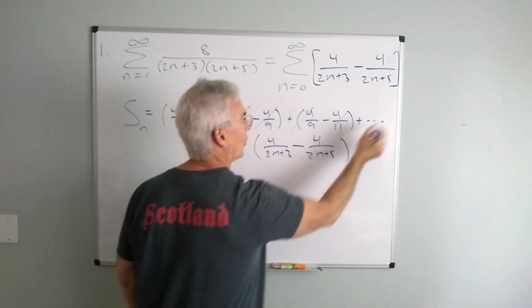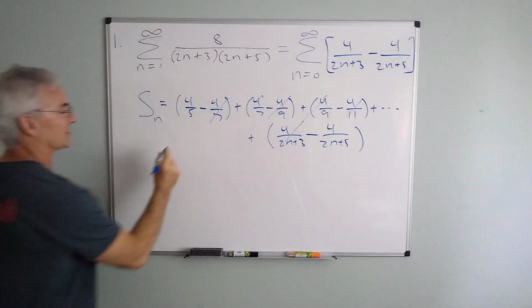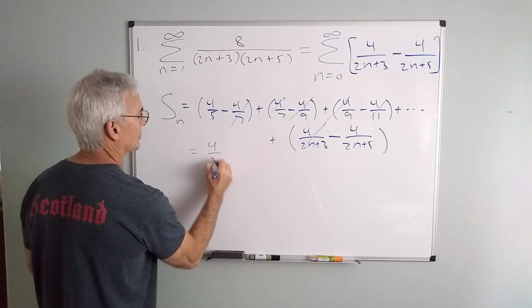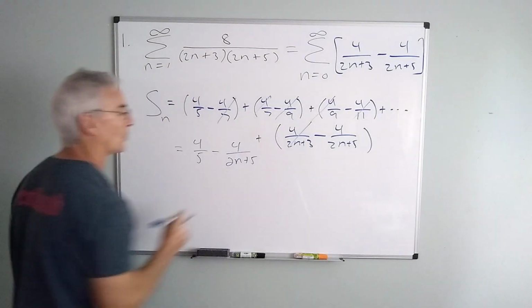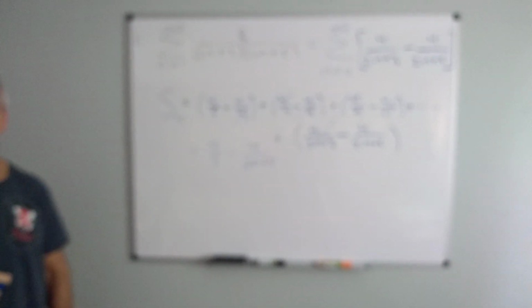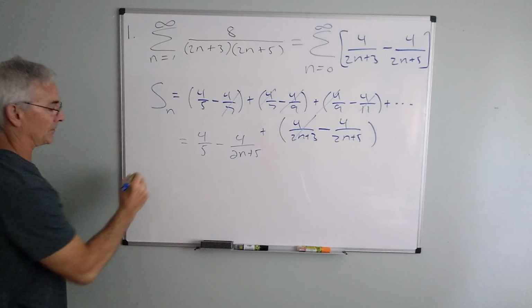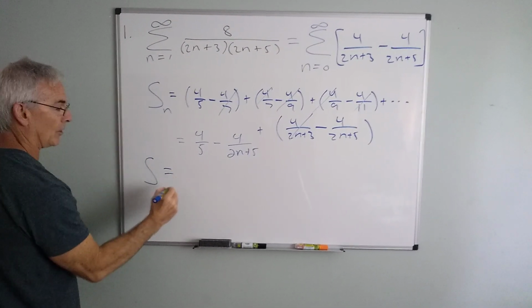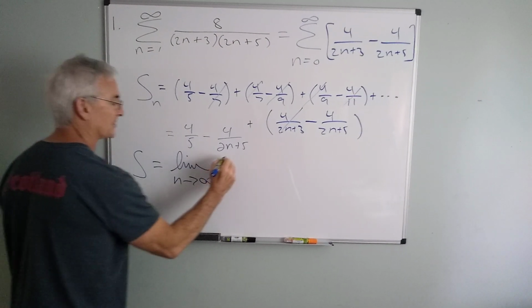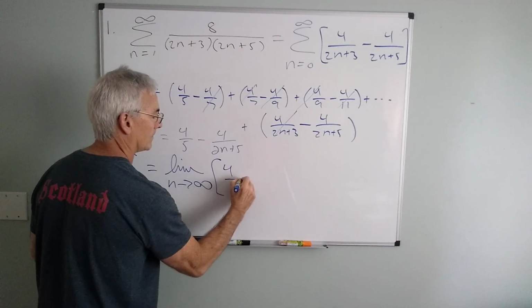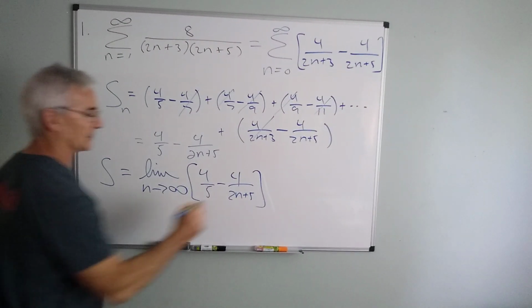And this will happen all the way down the line until we get to here, leaving only the first and last terms. So the sum of the first n terms is simply this quantity. This is always going to be a finite quantity because we haven't taken a limit yet. Now the overall summation we know is the limit of the nth term. So the overall sum, which we call S, is the limit as n goes to infinity of this quantity here, which is simply 4/5.